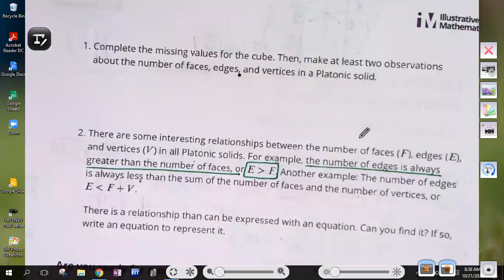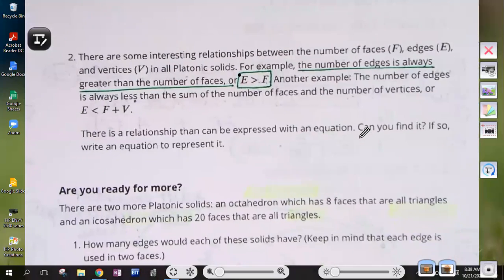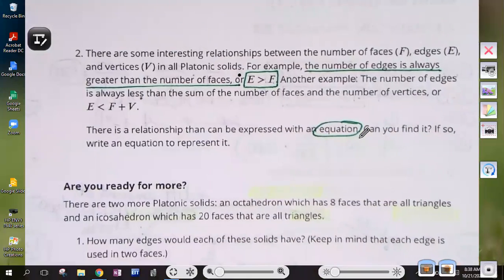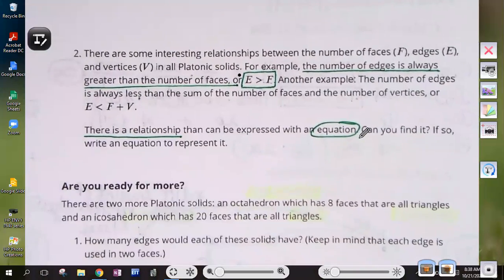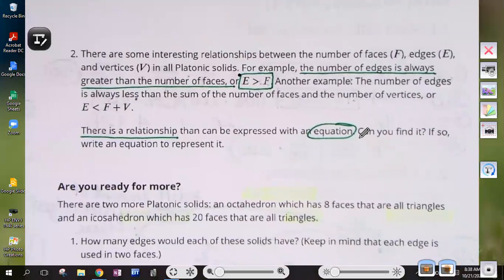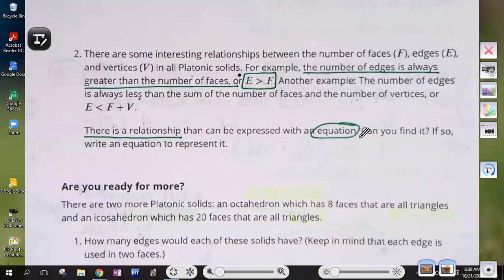Okay. So there is also a relationship that can be expressed with an equation. So circle equation. Okay, because that's what an equation does. It expresses a relationship between values. Can you find it? If so, write an equation to represent it. Okay, so there is a way you can always take the edges, the faces, and the vertices and put them together mathematically to find one of the other ones.